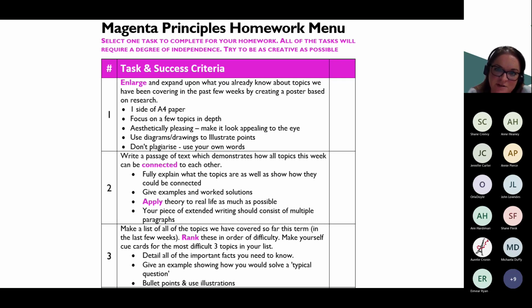So list all the topics covered this term, rank them in order of difficulty, and devise cue cards. I'm just honing in on number 3 there. So you're offering a choice, again, based on individual need. You're explicitly teaching study skills, organisational skills, and encouraging independent learning, which again, all link back to the areas of need.